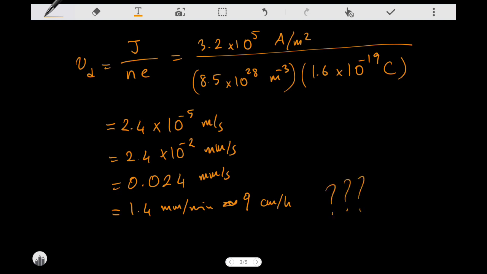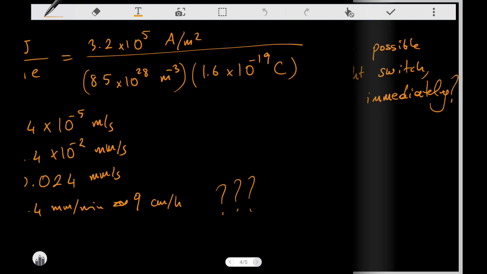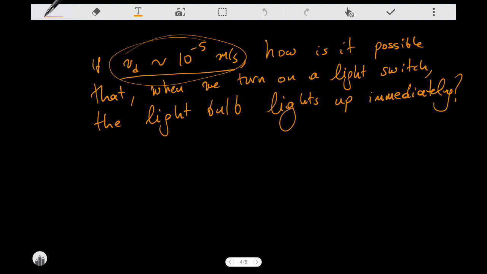This is strange because this is a very small value, and we need to understand why it is that small. So that's the question. If the drift speed is of that order, about 10 to the minus 5 meters per second, and these are typical drift speed values by the way, then how is it possible that when we turn on a light switch, the light bulb lights up immediately? So there's some kind of a contradictory picture in here.